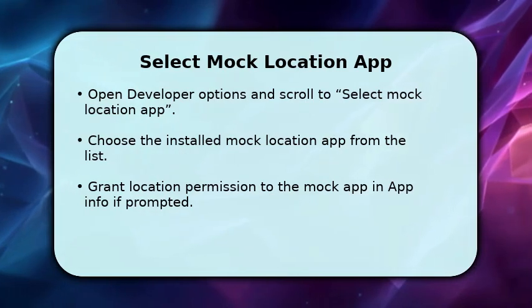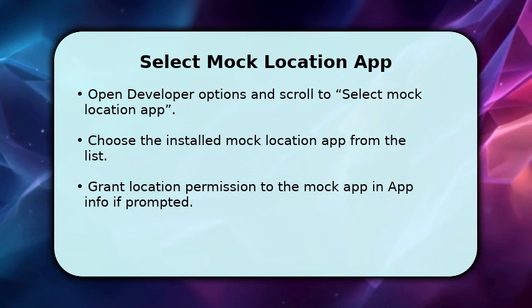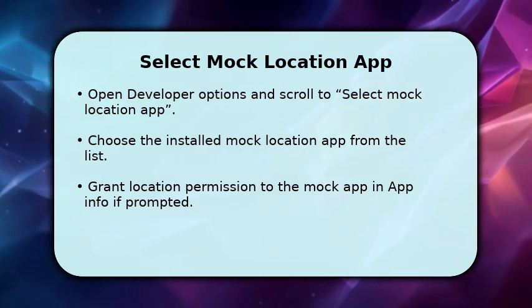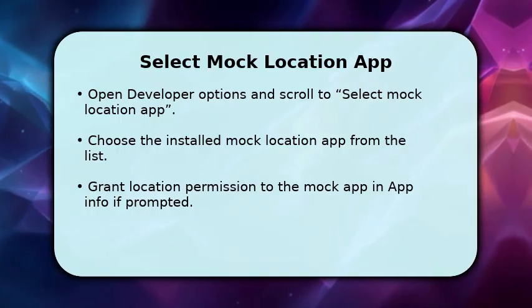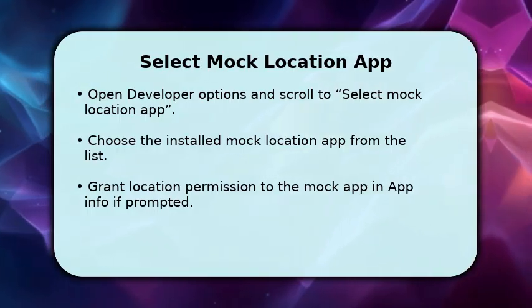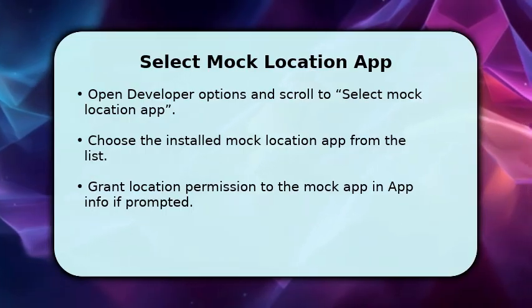Next, you select the mock location app so Android routes location requests to it. In Developer Options, find Select Mock Location App, then pick the app you installed. Once chosen, Android treats that app as the location provider.